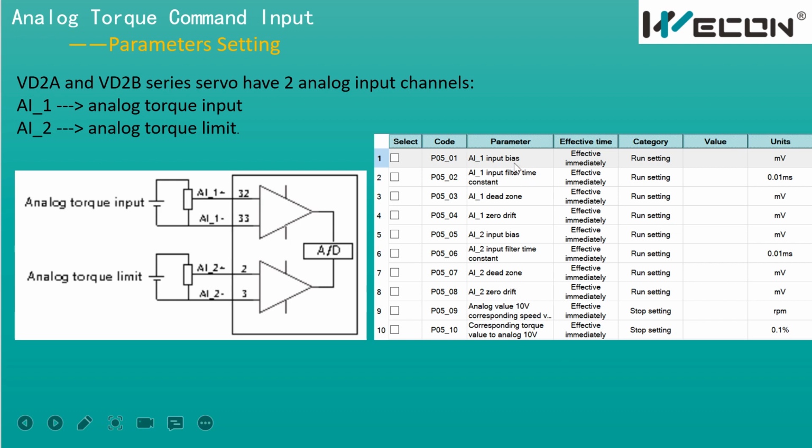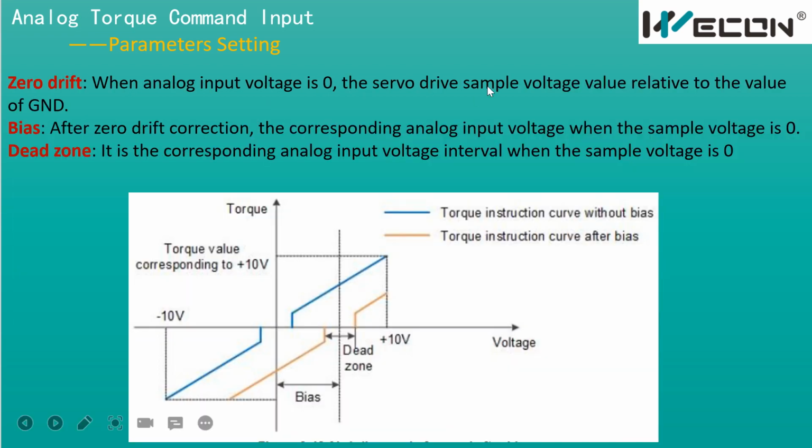And for other parameters such as bias, dead zone, and zero drift, we can check this picture. Zero drift means when the analog input voltage is 0, the servo drive samples a voltage value relative to the ground. And the bias is the corresponding analog input voltage when the sample voltage is 0 after zero drift correction.